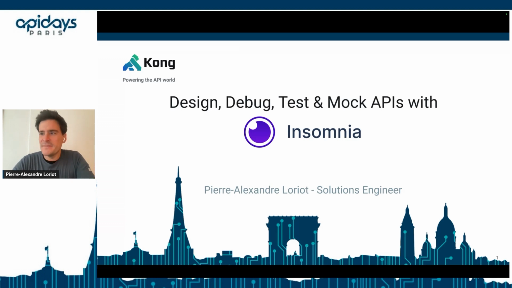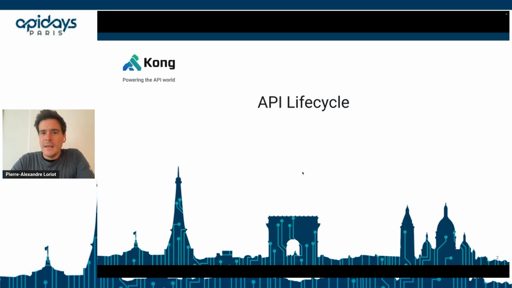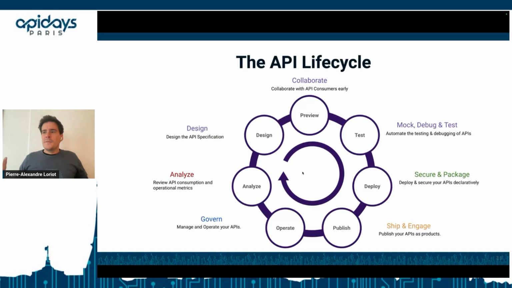Before we dive in, let's align on an essential concept, the API lifecycle. The life cycle is divided into three key phases. The build phase, this is where it all begins, including API design, debugging, testing, mocking, and collaboration. There's also the governance phase. This phase focuses on policy management, versioning, discoverability, documentation, and developer feedback.